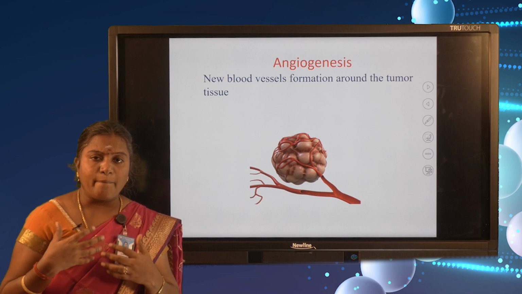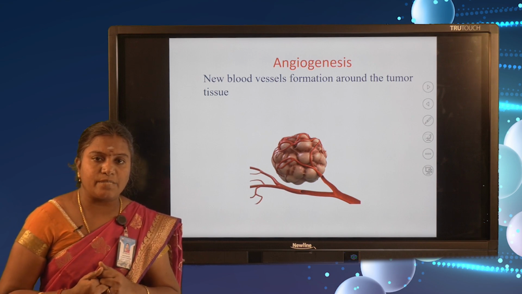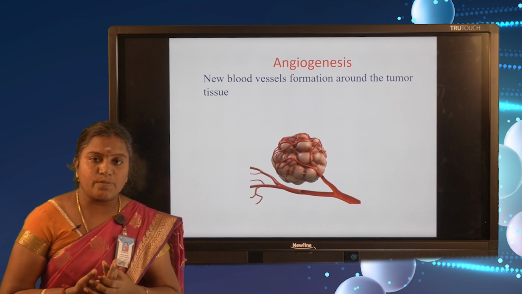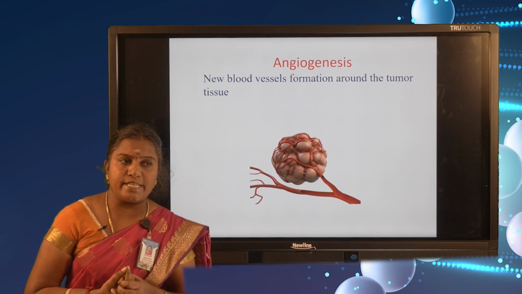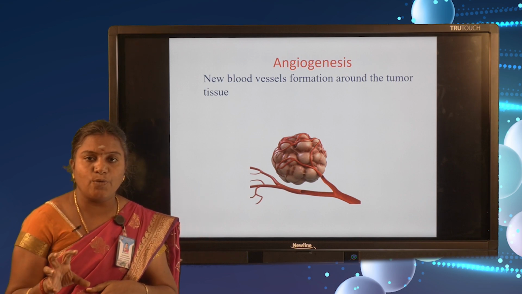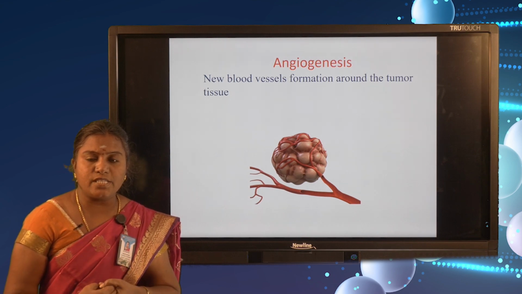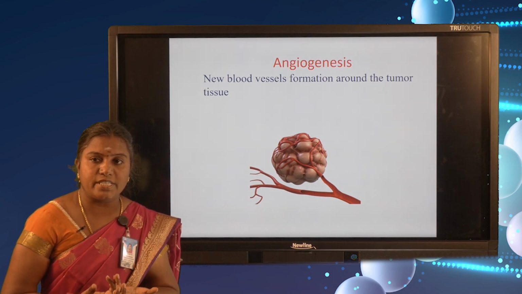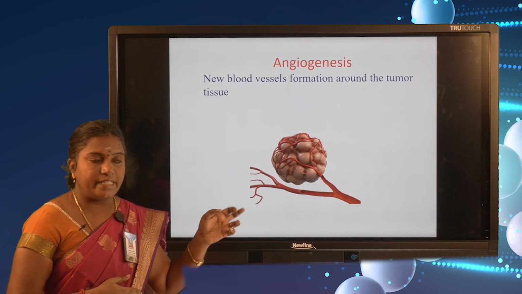After the malignant conditions, finally angiogenesis mechanisms will occur. What is angiogenesis? The formation of new blood vessels around the tumor tissues. The tumor tissue absorbs nutrients from the blood and grows larger. So this is called the angiogenesis mechanism.